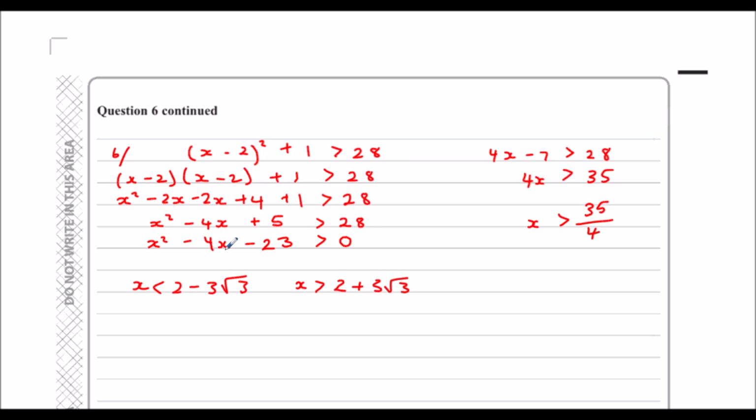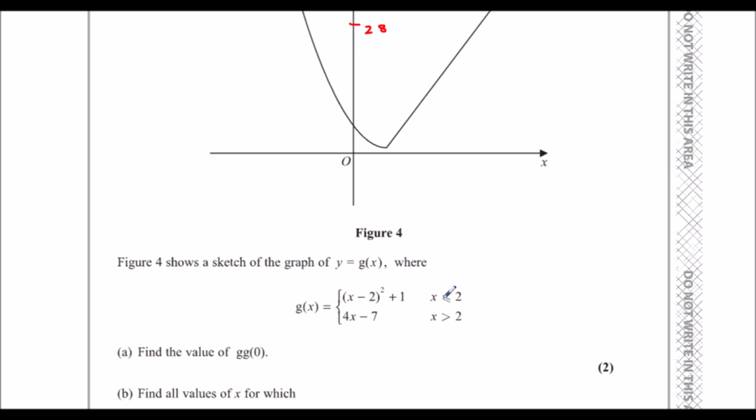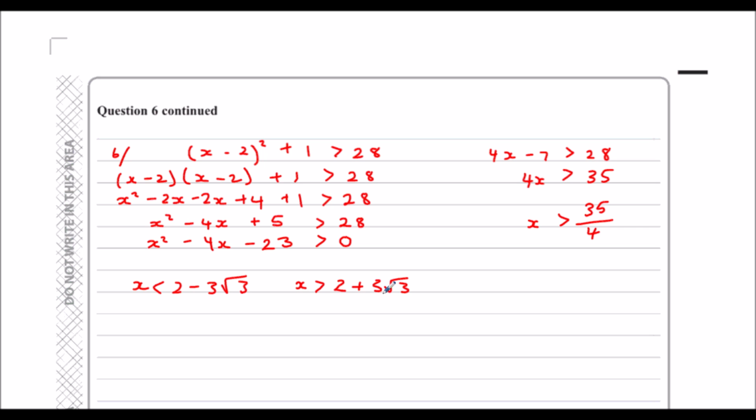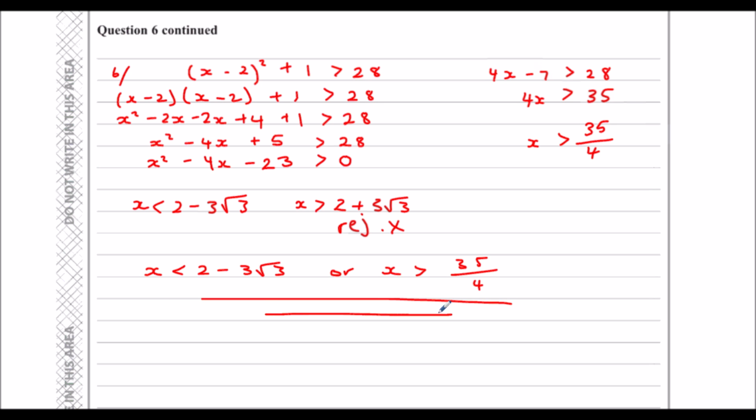Now we only want one of these answers. We're only interested in the answer on the negative side of the graph. We don't want the answer bigger than 2. Anything bigger than 2 we're not interested in. So 2 plus 3 root 3 is bigger than 2, so we reject that one. And we just want these two. So x is less than 2 minus 3 root 3, or x is bigger than 35 over 4. That's our answer.